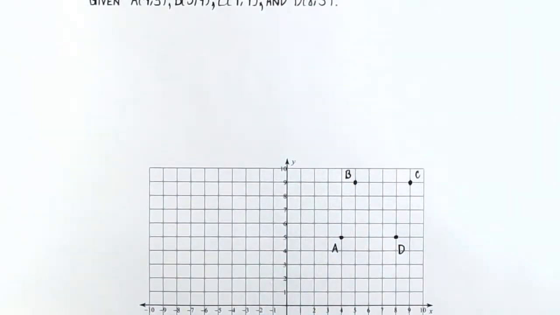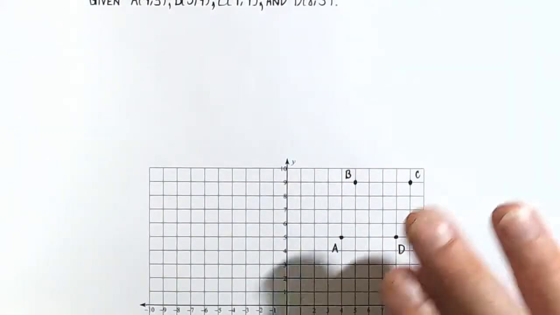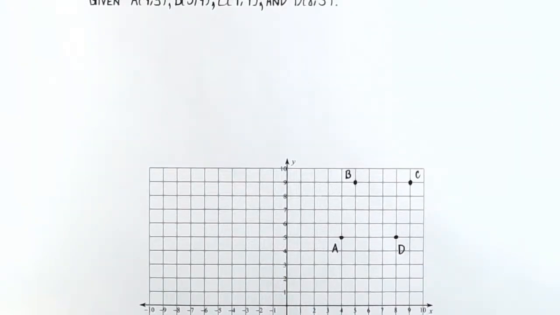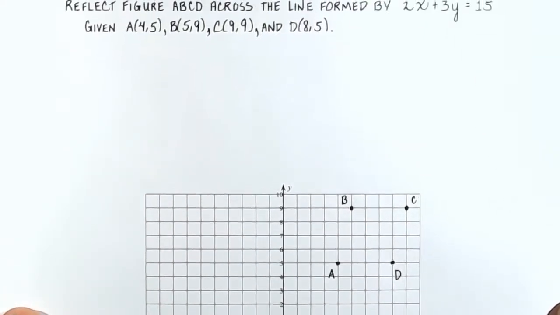Okay, so we've got A, B, C, and D plotted, and we will connect those dots to form a shape. But I'm going to let it dry first. It's going to smear if I connect them right now.